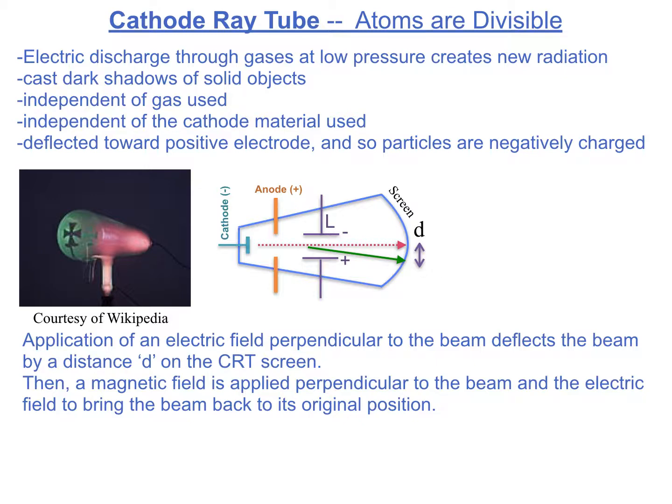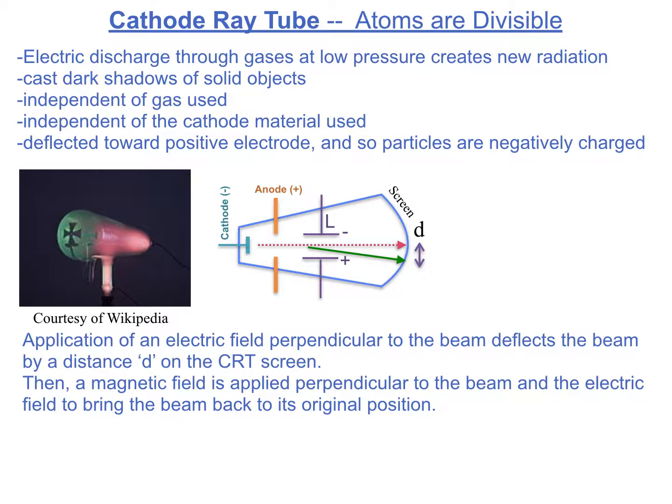So a magnetic field is then applied to restore the electron beam back to its original position. They will call them electrons much later. So the cathode ray beam was brought back to its original position by applying a magnetic field. In order to achieve that, the magnetic field had to be applied perpendicular to the electric field, and also perpendicular to the path of the beam. Therefore, the magnetic field is interacting with the negatively charged particles.